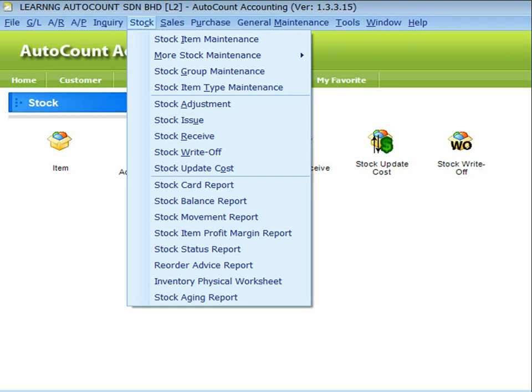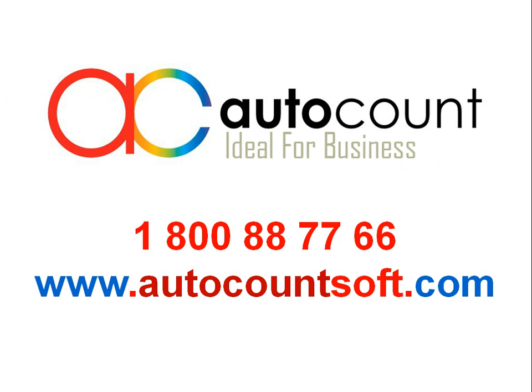Common reports are listing of stock items and stock transaction, stock card report, stock balance report, stock movement report, stock item profit margin report, stock status report, the order advice report, inventory physical worksheet, and stock aging report. That's all for stock module overview.